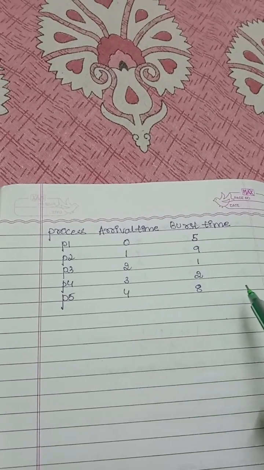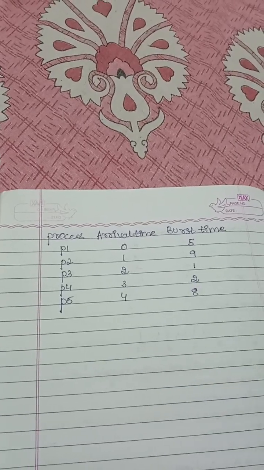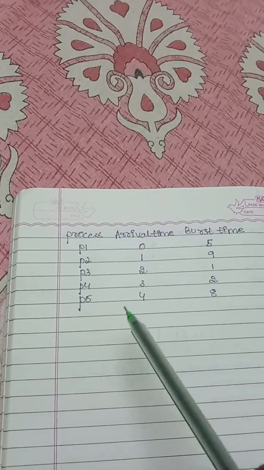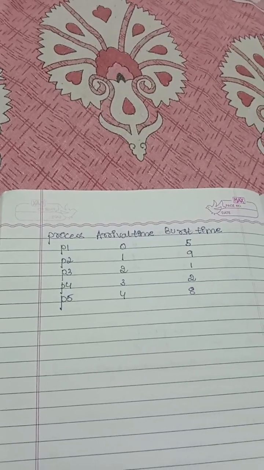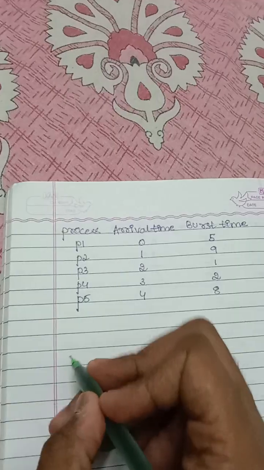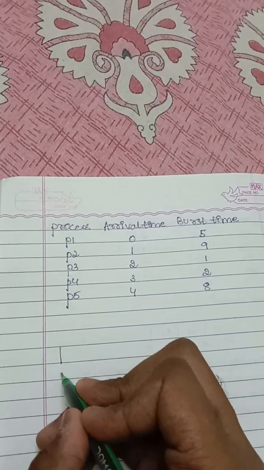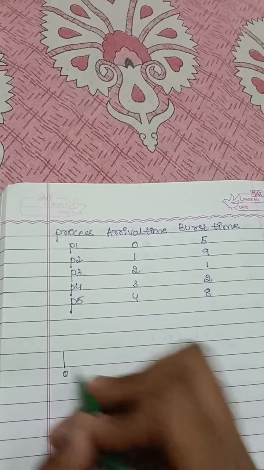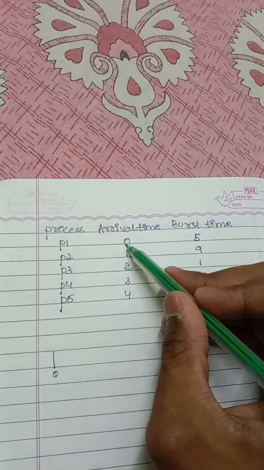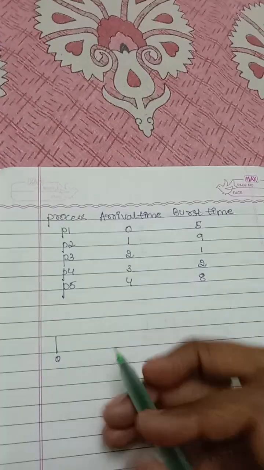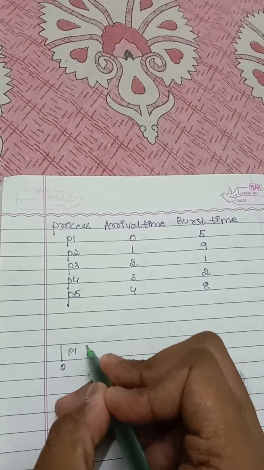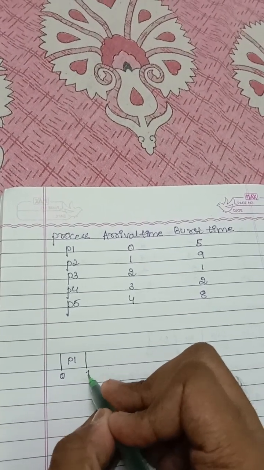Now these are the processes, and arrival time and burst time are given. Along with these 5 processes we have to calculate the average waiting time and turnaround time. First we will draw the Gantt chart. Initially the process enters at 0. At 0 milliseconds P1 enters the CPU. First we give P1 one burst at a time.